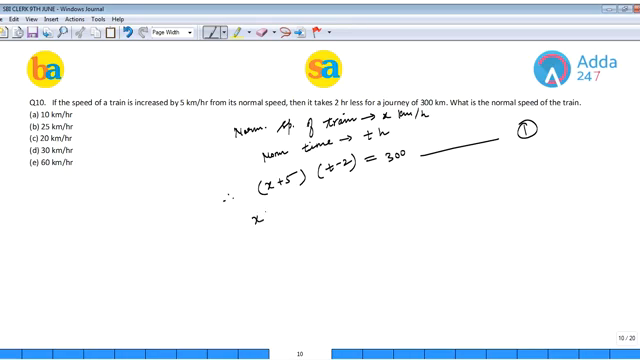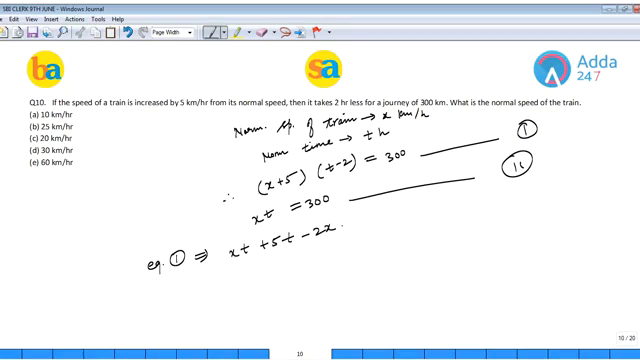Also, xt is equal to 300 as per the question. We will mark it as equation 2. So from equation 1 we have xt plus 5t minus 2x minus 10 is equal to 300. And from equation 2 we have 5t minus 2x is equal to 10. So this implies t is equal to (10 plus 2x) upon 5.